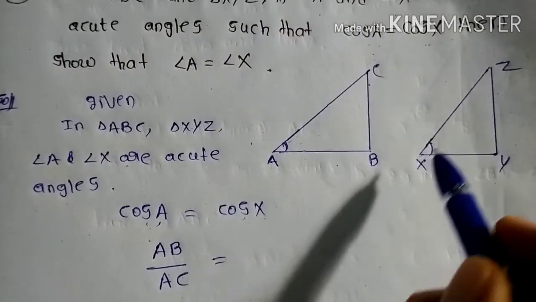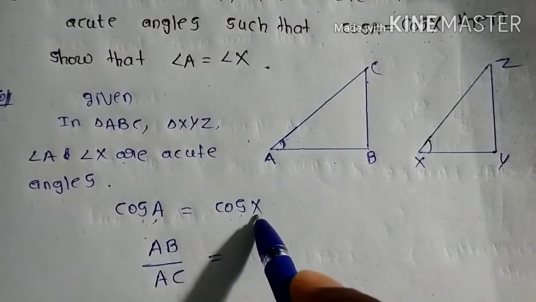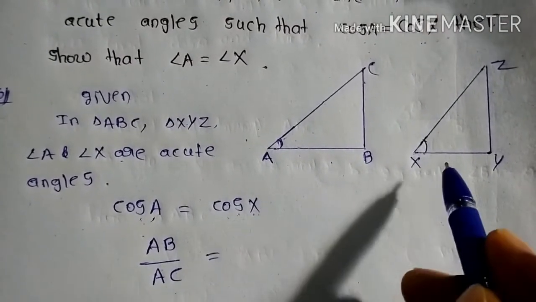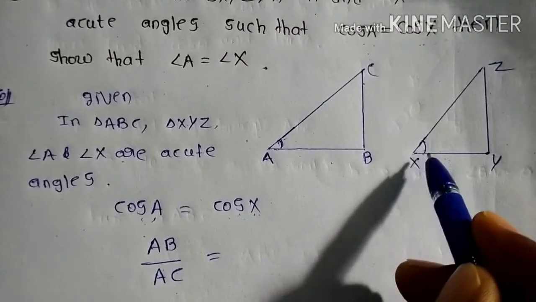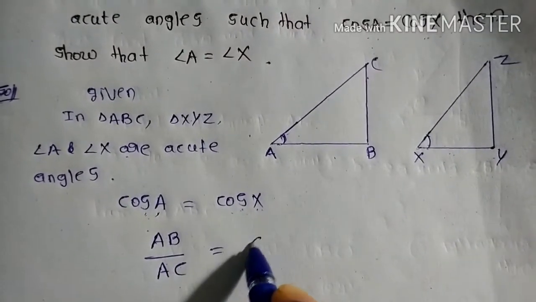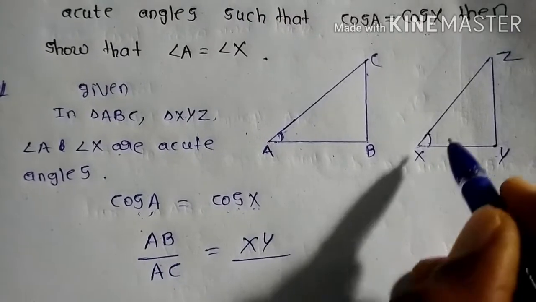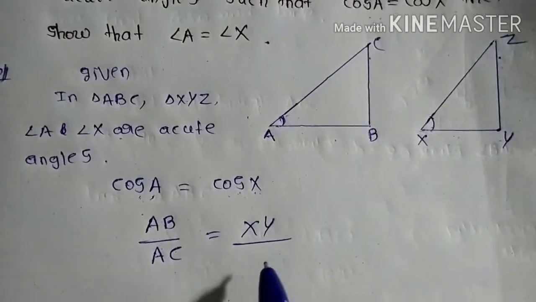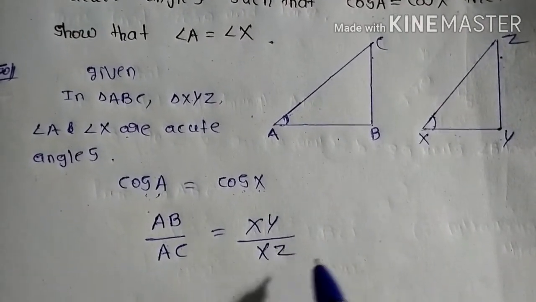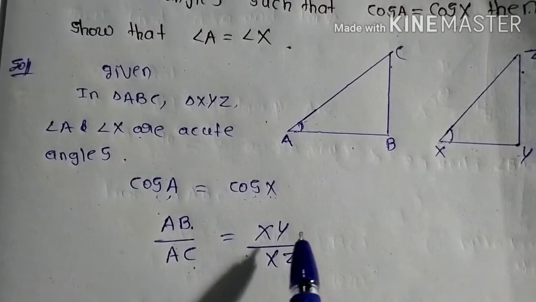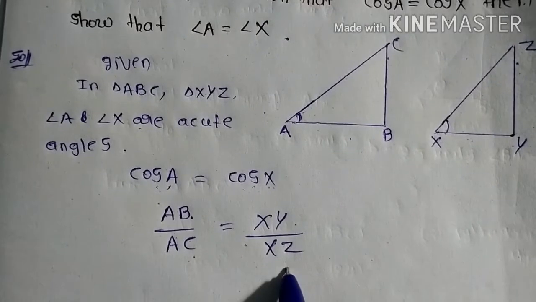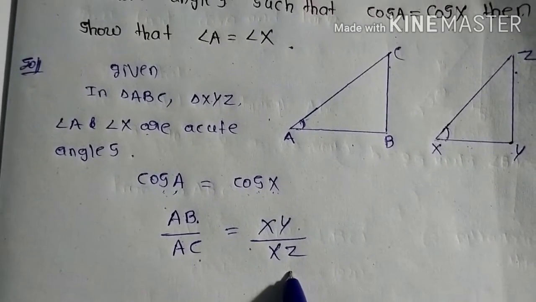You can consider here triangle XYZ. Cos X means what is the formula? Adjacent side. What is the adjacent side to angle X? XY only. XY by hypotenuse, here XZ only. Yes or no? See here, AB by AC is equal to XY by XZ.